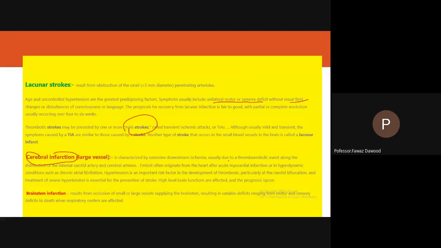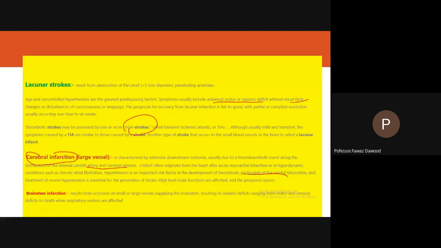And this may occur due to the thromboemboli effect along the distribution of the internal carotid artery and even the cerebral artery. You have to know that this emboli sometimes originates from the heart, if the patient previously had an MI, or sometimes by atrial fibrillation, or sometimes due to hypertension. Particularly, this effect sometimes may occur in the carotid bifurcation, in which the carotid artery divides into the external and internal carotid artery.